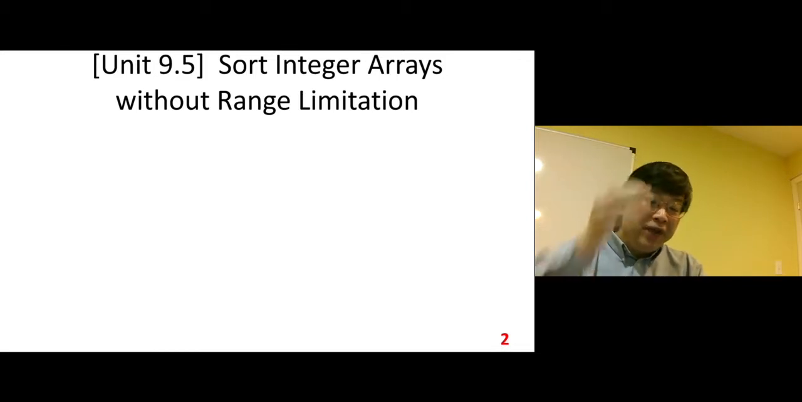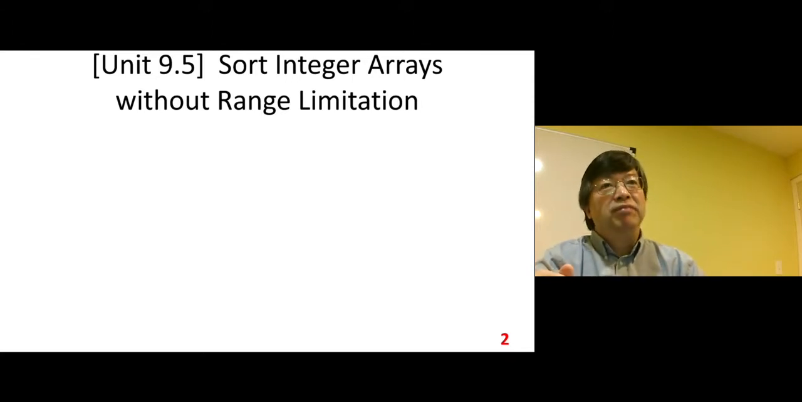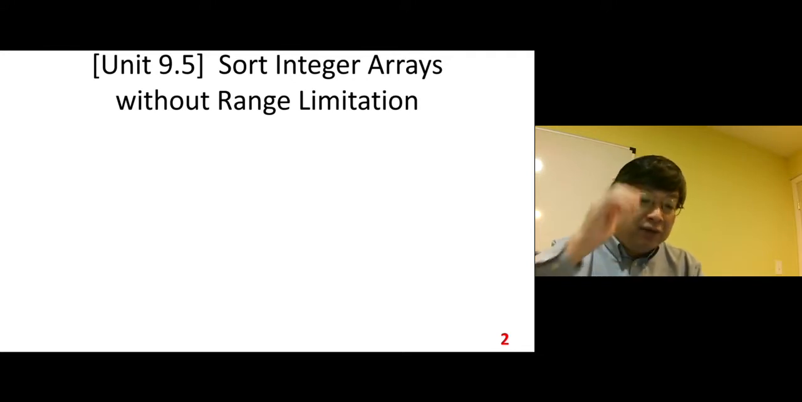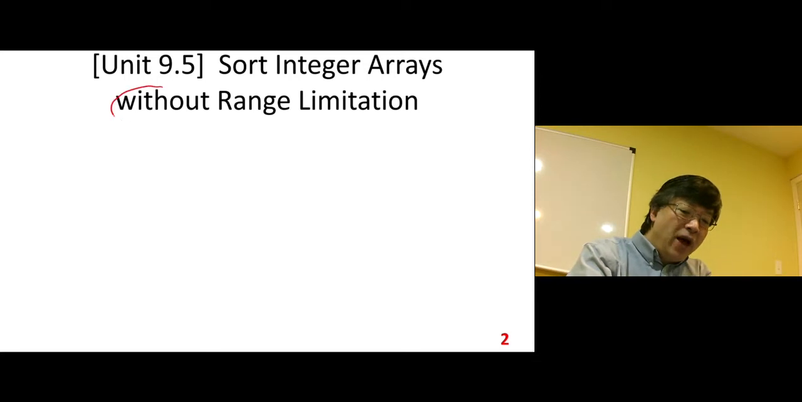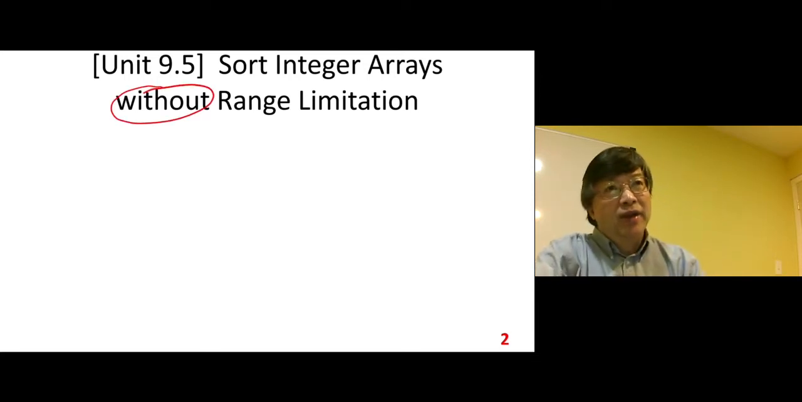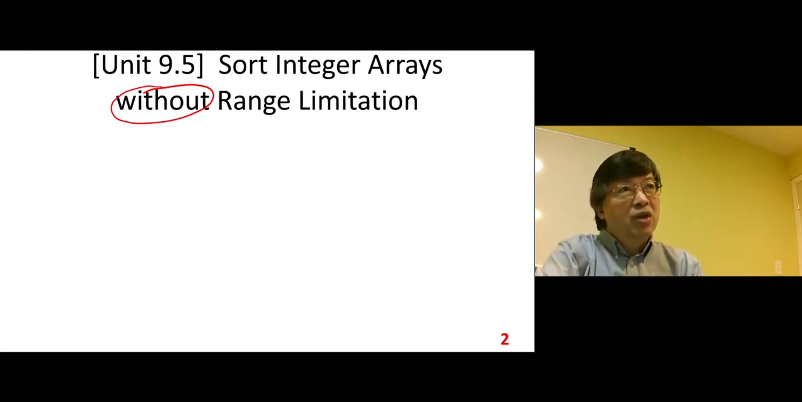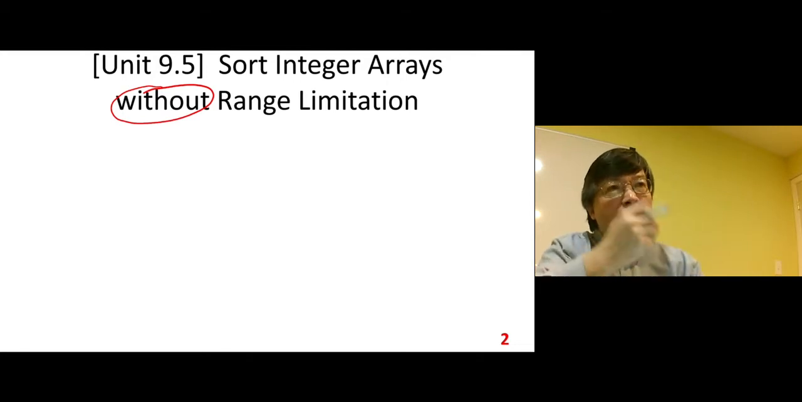Let's look at this slightly different sorting problem: sort integer arrays without range limitation. In the counting sort, we have a strict, strong range limitation. Now we want to remove that range limitation. Can we still sort an integer array efficiently? That's the new problem we need to solve.